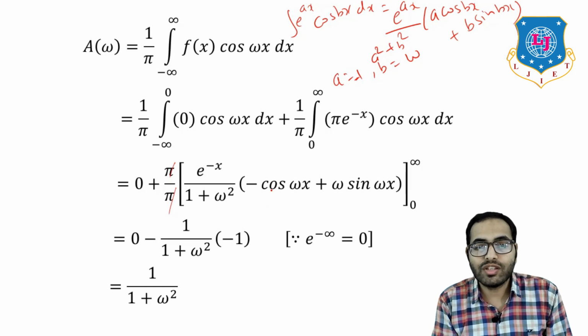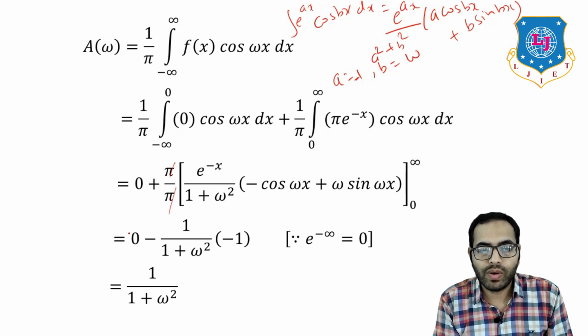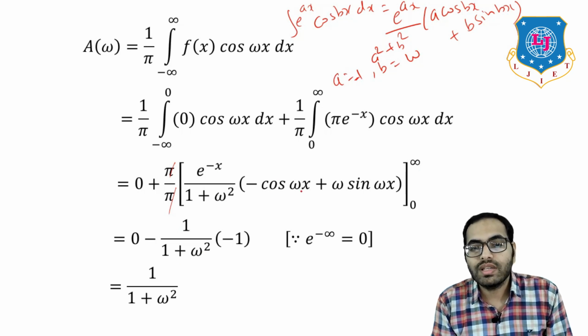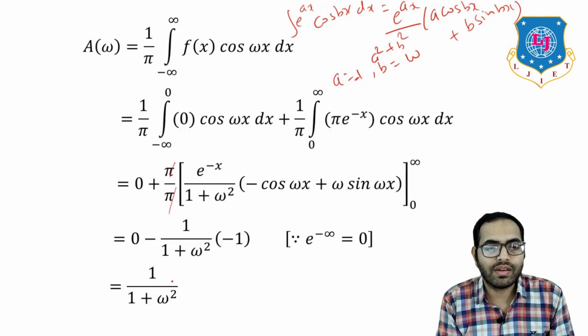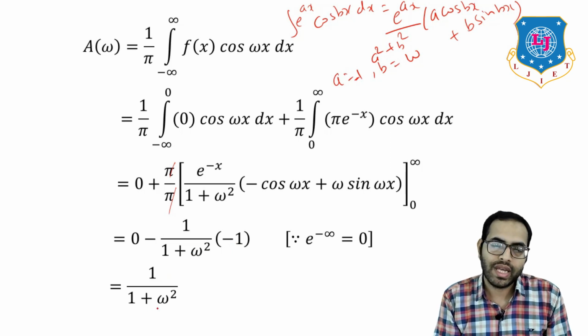Then e raised to minus infinite, that is 0, 0 into anything is 0. The upper limit is 0. The lower limit has a minus: e raised to 0 is 1, then 1 upon 1 plus omega square, cos 0 is 1, sin 0 is 0, then 1 plus 0, then it is minus 1, and minus minus becomes plus. So a of omega is equal to 1 upon 1 plus omega square.